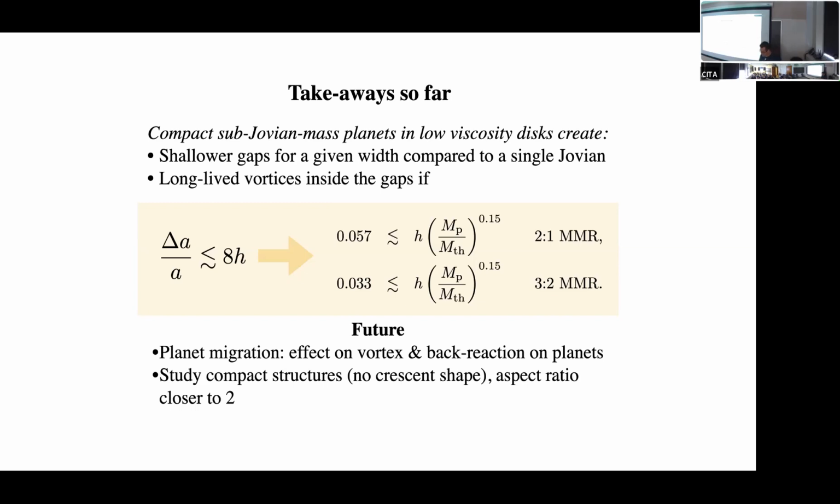Something I haven't mentioned is that in some regimes, the aspect ratio of the vortex is on the order of like 2. So it's no more like a crescent. It could actually look like a point source, right? So that has implications for searches of a circumplanetary disk, for instance.